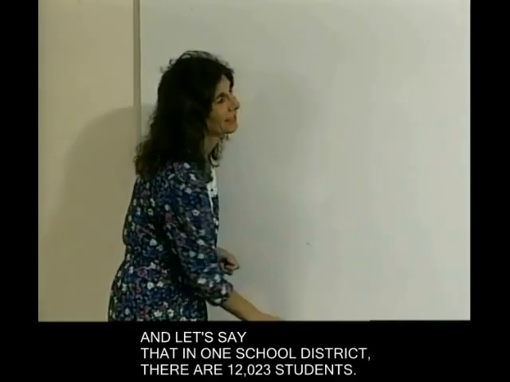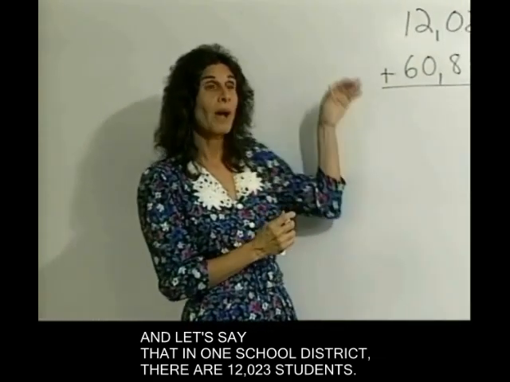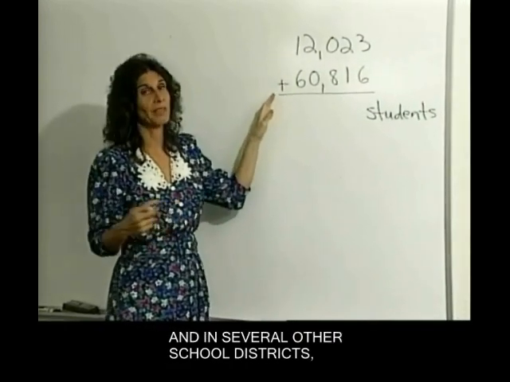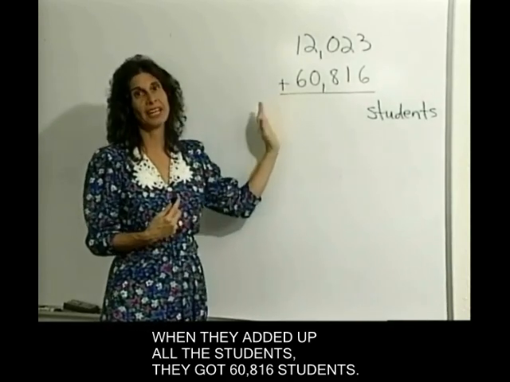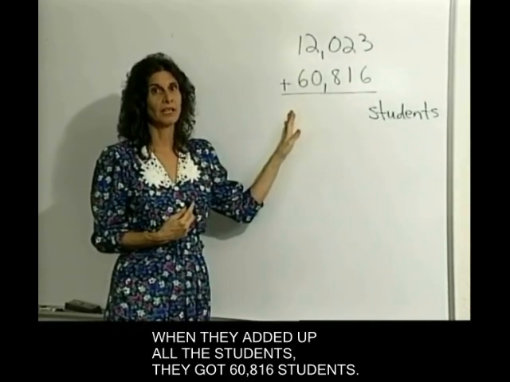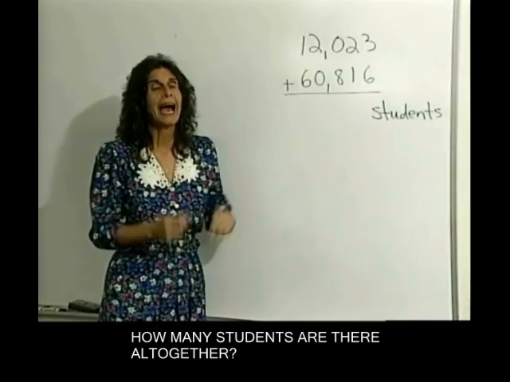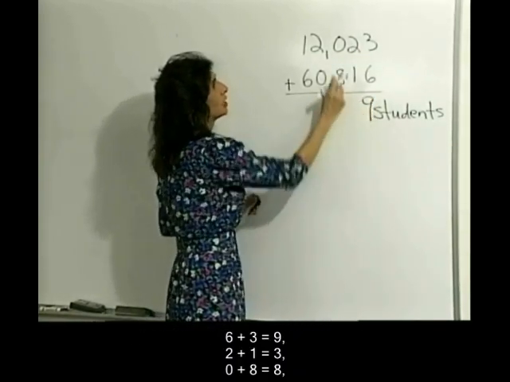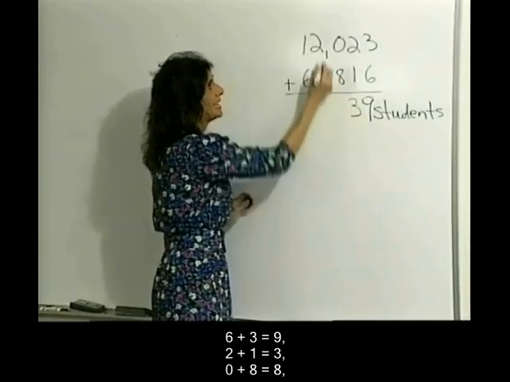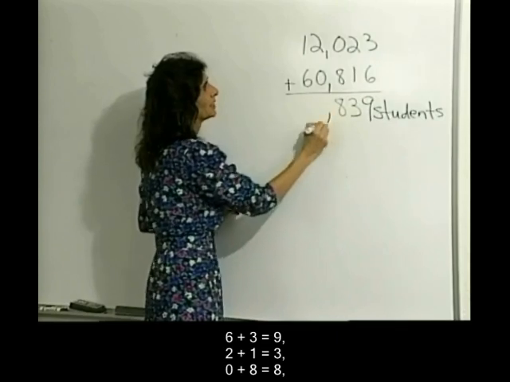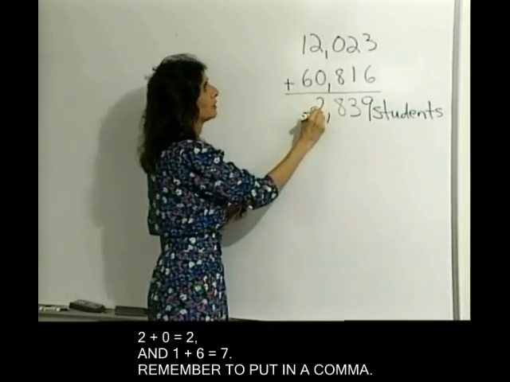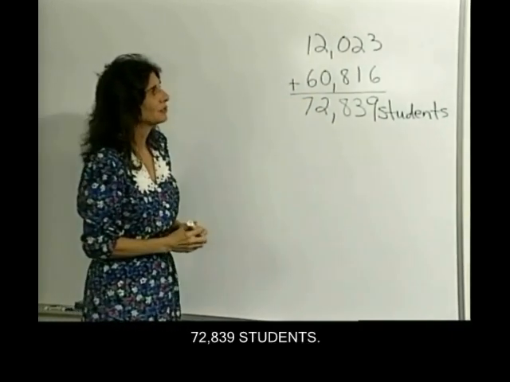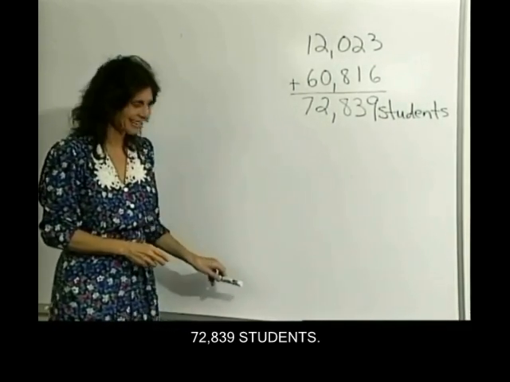And let's say that in one school district there are 12,023 students. And in several other school districts, when they added up all the students, they got 60,816 students. How many students are there altogether? Column by column, step by step. 6 plus 3 is 9. 2 plus 1 is 3. 0 plus 8 is 8. 2 plus 0 is 2. And 1 plus 6 is 7, remembering to put in the comma. 72,839 students.